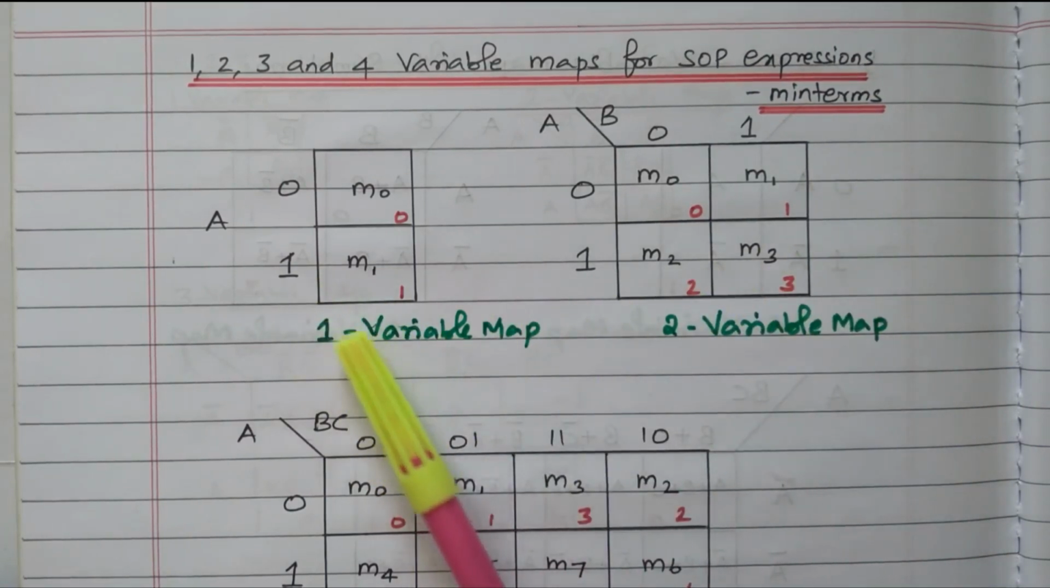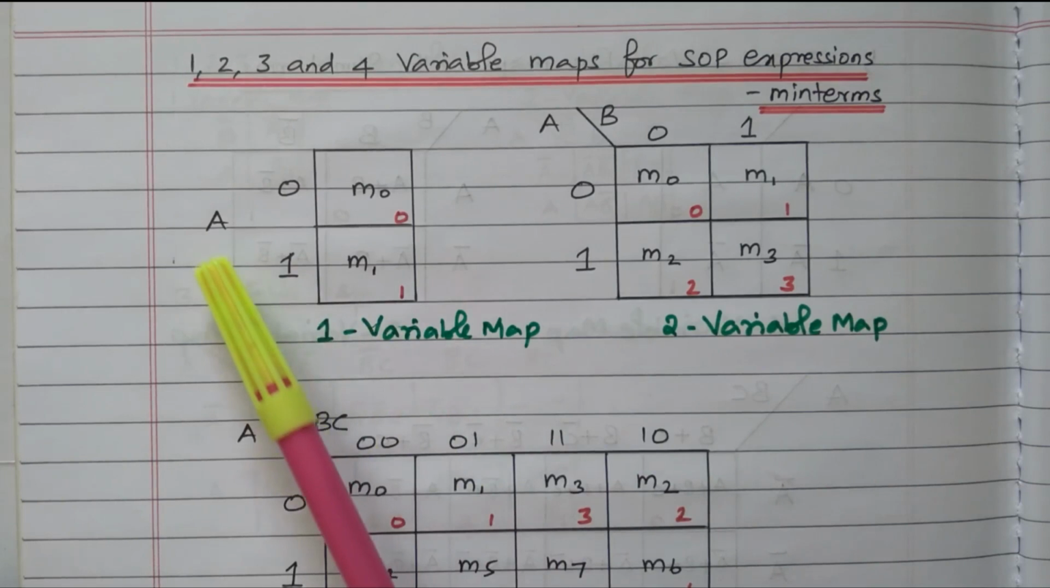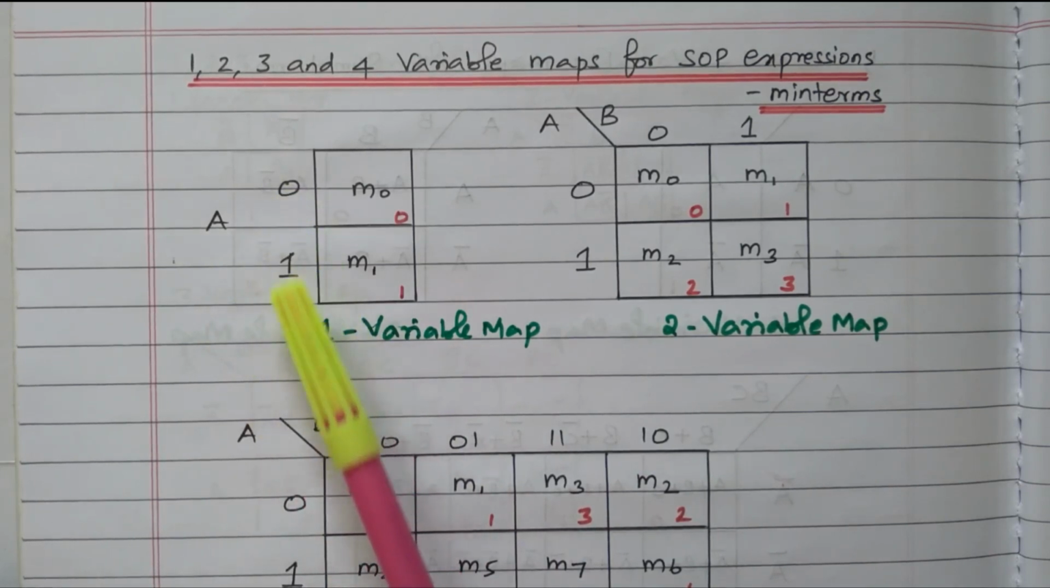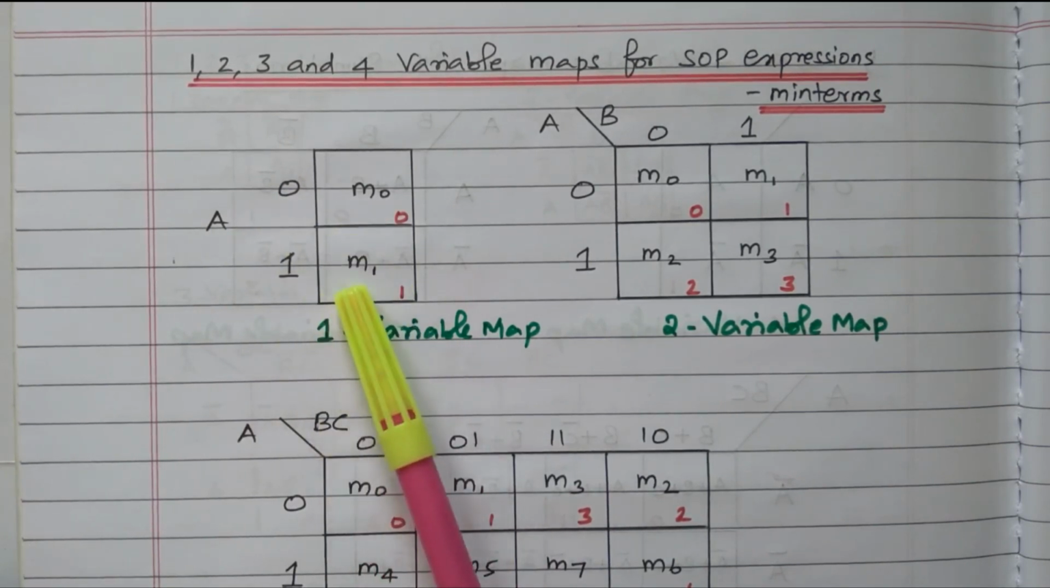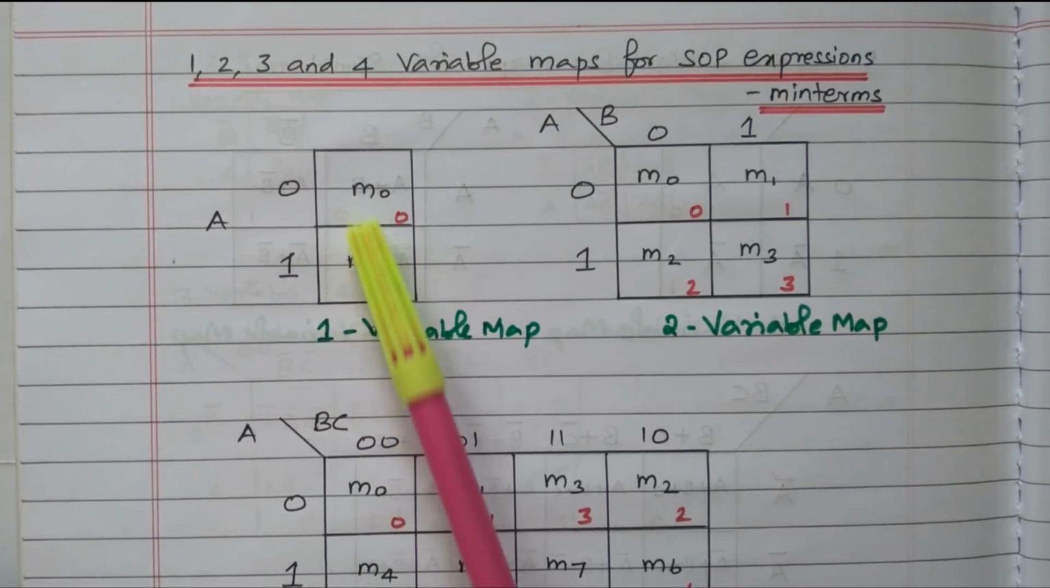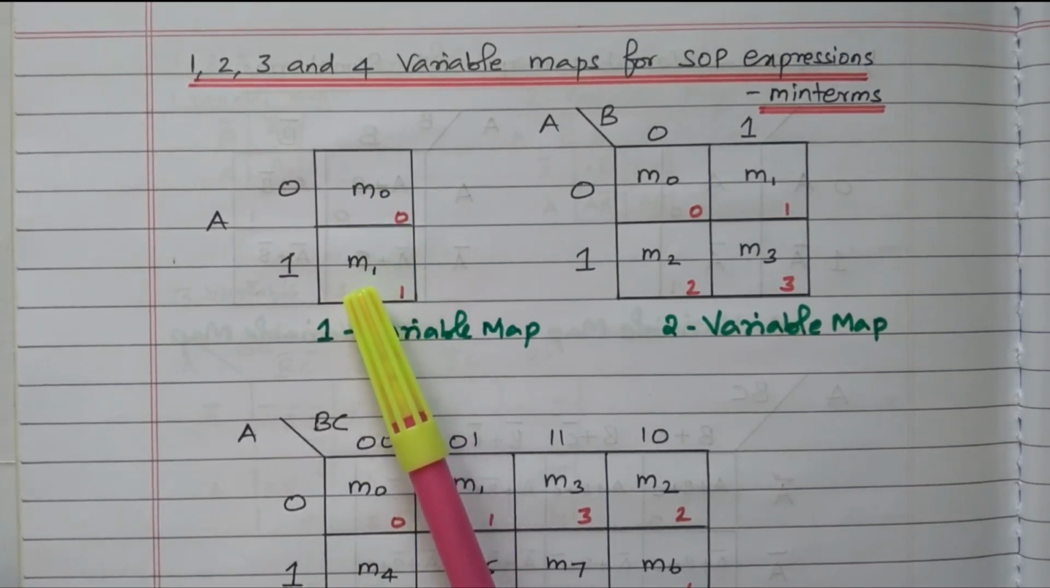First consider the one variable map, right? Because we consider one variable A. What is the possibility? 0 and 1. Right? The 0 is represented as M0, 1 is represented as M1. Right? It's called a minterm. Earlier we represented by the terms A bar, B bar, A, B like that. Now it is represented by minterms.